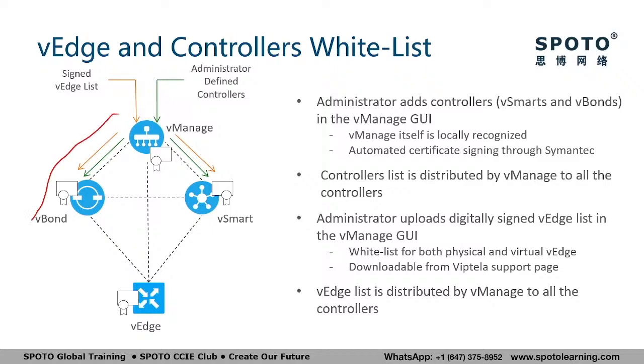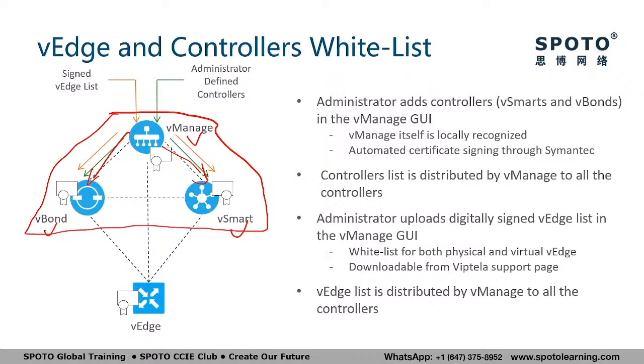The triangle relationship over here is the management plane. We have vManage, vBond, and vSmart. Once they are in the whitelist, the information of each other will be distributed by vManage to other controllers. The information will be synchronized, so they know each other.